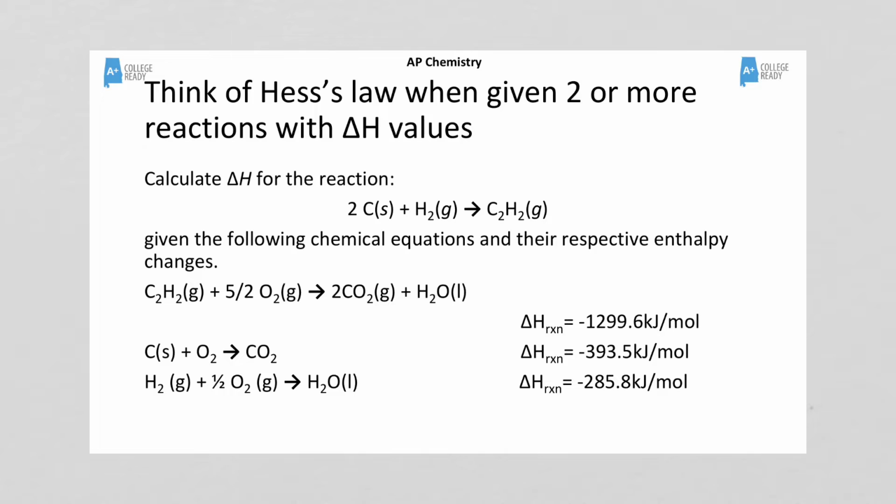So this is what a problem would look like where we would know to use Hess's law. So notice we have 3 individual reactions. They each have their own delta H value. They just all happen to be exothermic. And we're asked, what is the delta H value for this overall reaction?